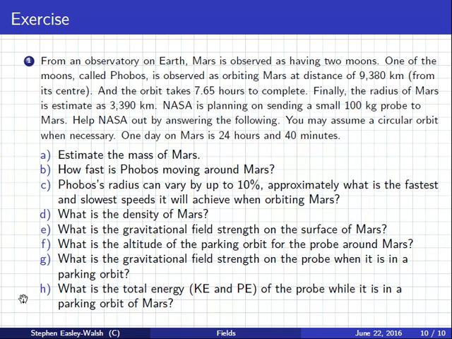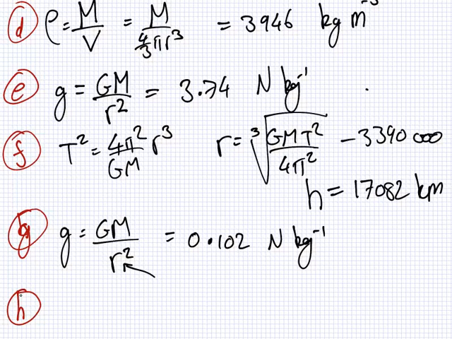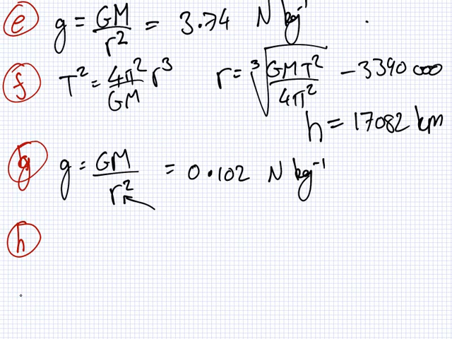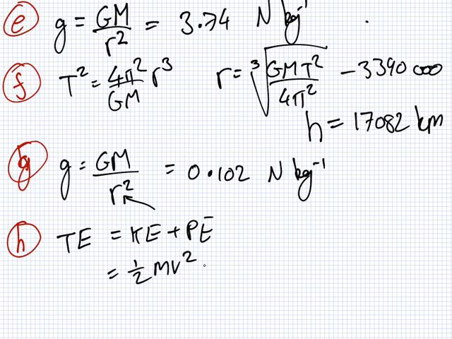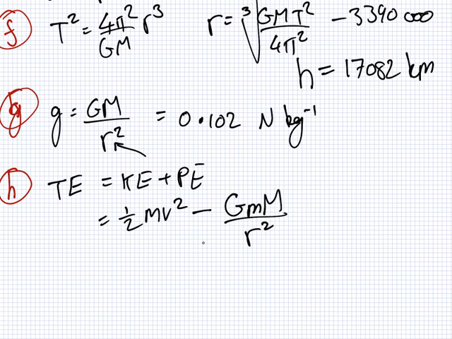What is the total energy of the probe while it's in this parking orbit? Okay, so the total energy will be the kinetic energy plus the potential energy, which will be a half mv squared minus GMm over r. Thank you, r. And minus. You answered your own question.